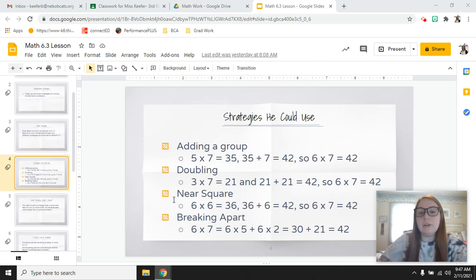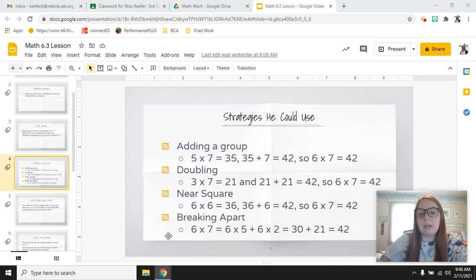Another one he could do is a near square. He could do 6 times 6, which equals 36. And then he would need to add another group of 6. So he could do 36 plus 6 would equal 42. Now, you could also go up to the near square of 7 times 7 and do it that way. But in that case, you would have to subtract from your total since it's greater than 6 times 7. But both would get you to 42.